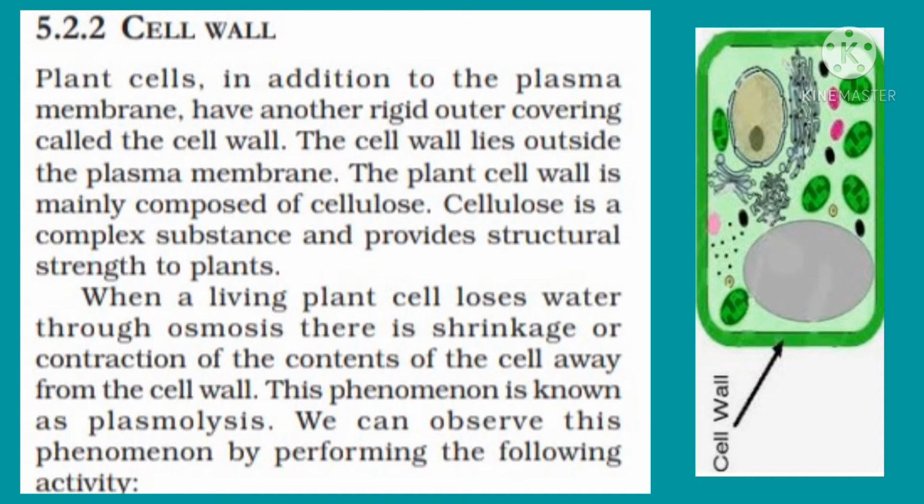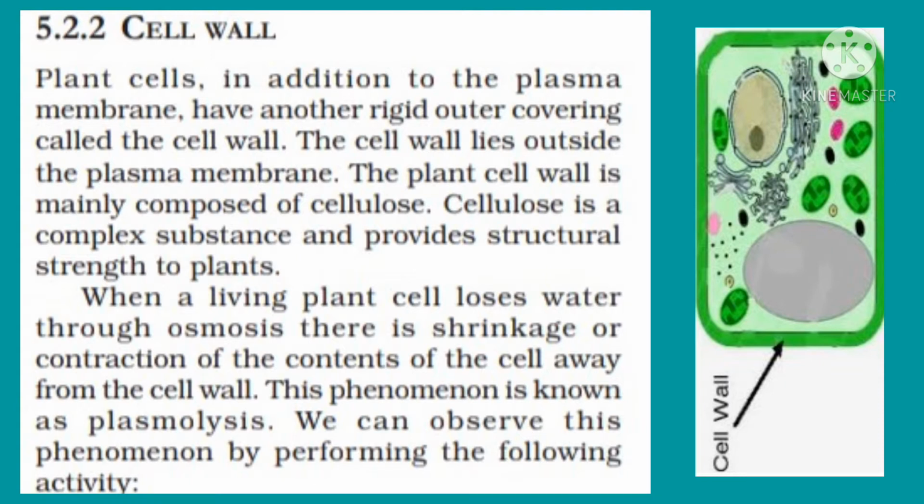What is cell wall? Only plants have a cell wall. That means plant cells are surrounded by a cell wall. All living cells are surrounded by a plasma membrane or cell membrane. Only for plants, in addition to the cell membrane, the cells are surrounded by a cell wall.